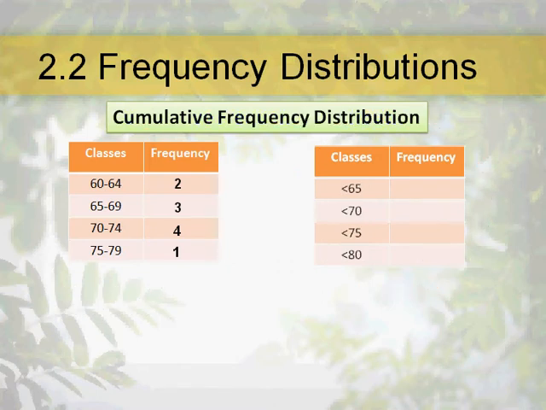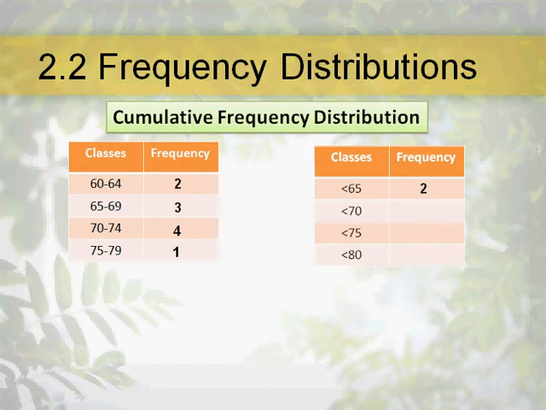Another type of frequency distribution is called a cumulative frequency distribution. In this type, instead of our class being a range between two numbers, we consider classes as being less than a number. So looking at our data, we consider how many data points are less than 65. We can get this information from our original frequency distribution. Since we know that only 2 of our data are between 60 and 64, then we know that 2 of our data are below 65.